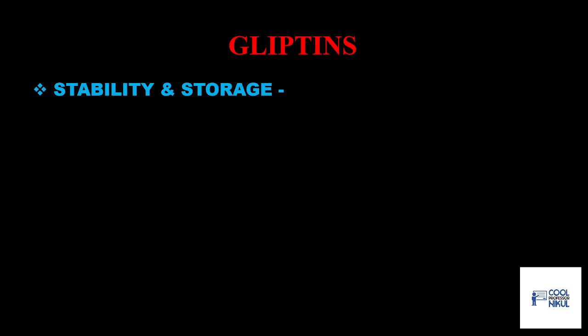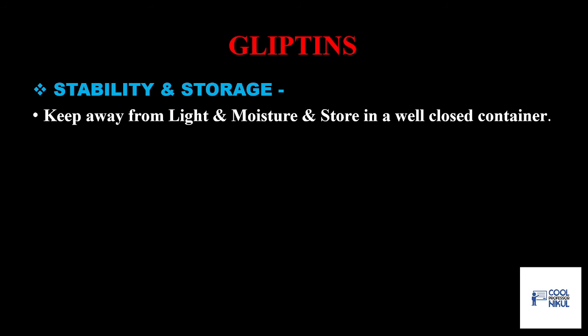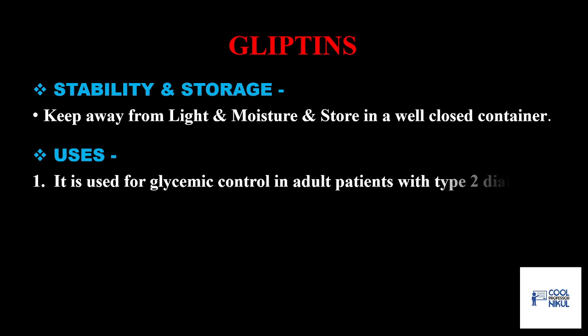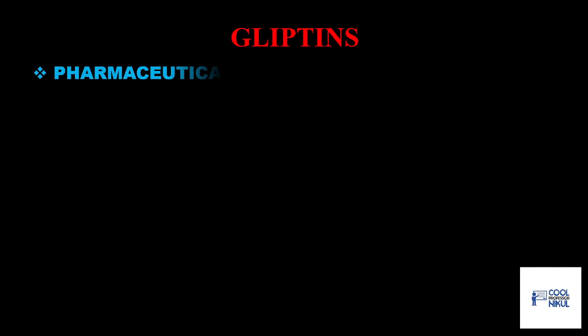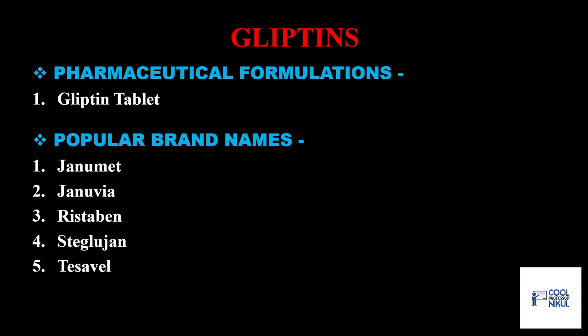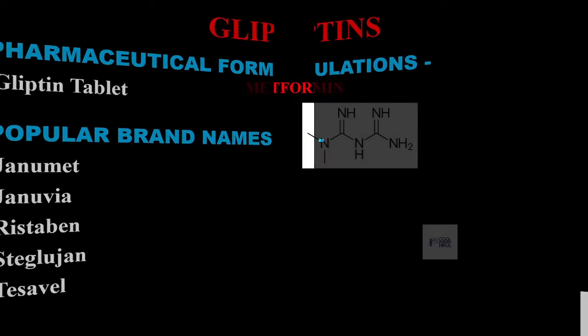Now next is gliptins. Gliptins, stability and storage: keep away from light and moisture and store in a well closed container. Uses are, it is used for glycemic control in adult patients with type 2 diabetes. It is available in the form of tablet, and the popular brand names are Janumet, Januvia, Ristaben, Steglujan, and Tesavel.